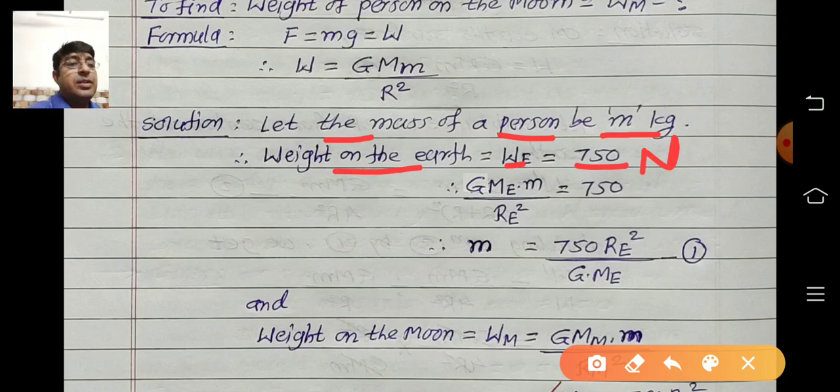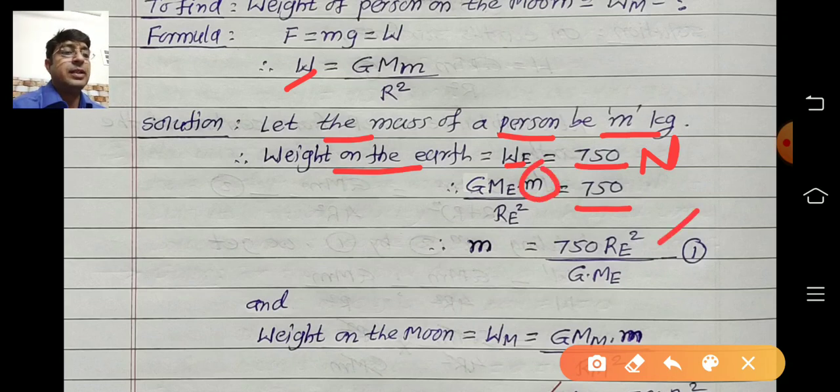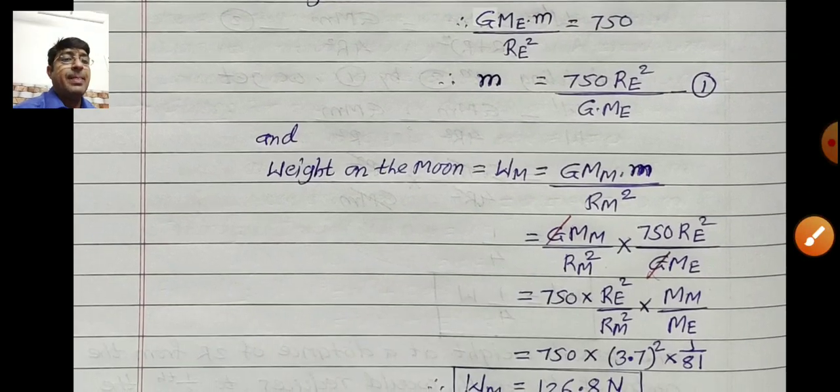And therefore we substitute the formula. What is the formula here? WE, the weight on the earth, is G ME, where ME means the mass of the earth, multiplied by m, where m means the mass of the person, upon the radius of the earth, RE square, equal to 750. Therefore small m is equal to the remaining terms, shifted to the right hand side. Equation number 1.